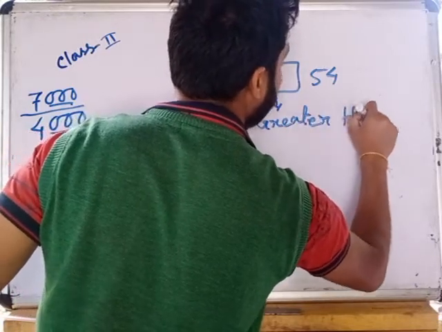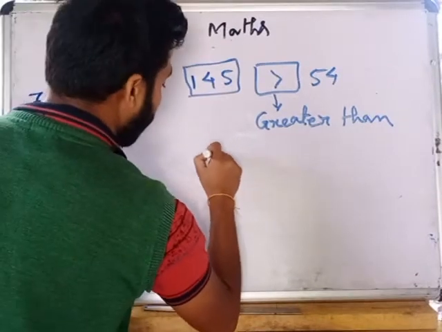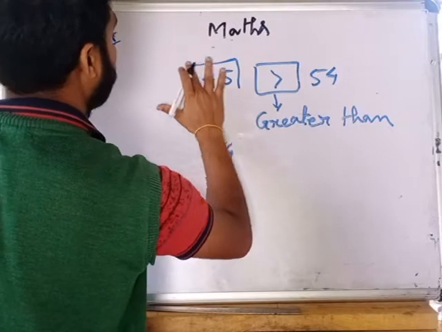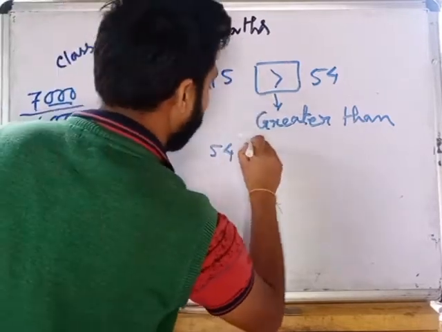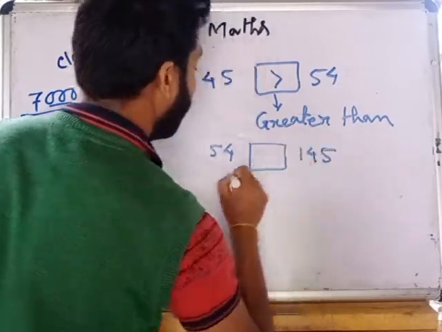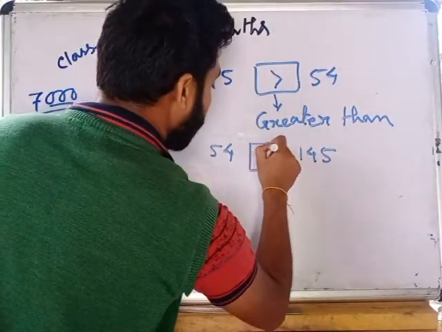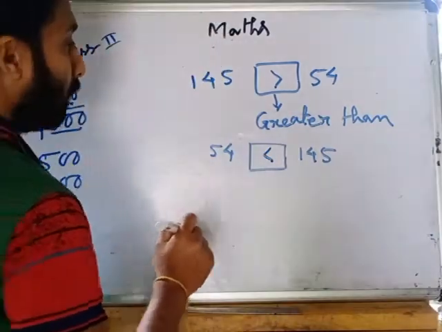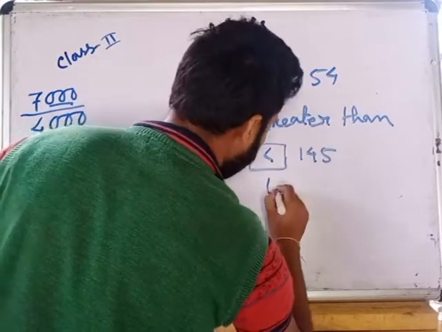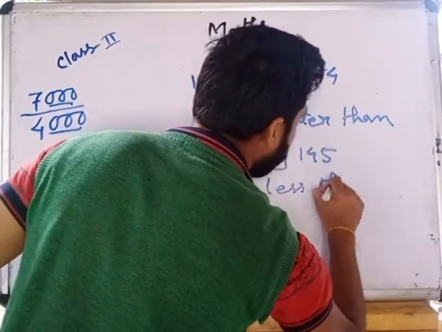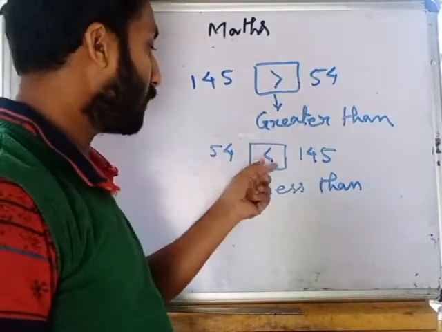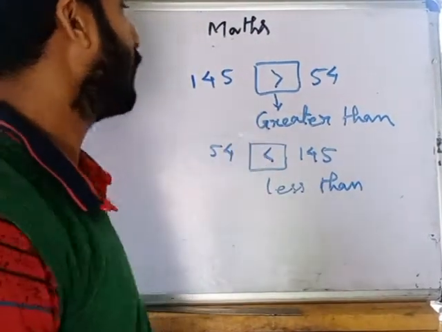Greater than sign. If the small number is in the first, then we should write here the less than sign. Okay, less than sign or greater than sign. This one is called the less than, this one is called the greater than.